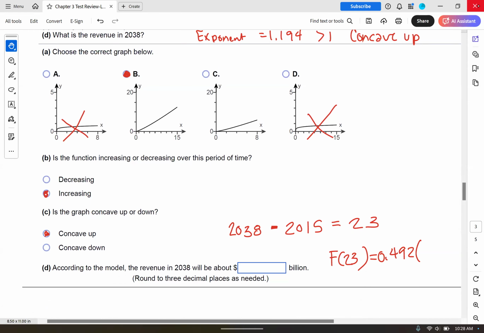0.492 times what? 23 to the, what are we raising it to? 1.194? What do you get? And they're telling you to round it off to 3 decimal places. 791? Is that what you guys got?